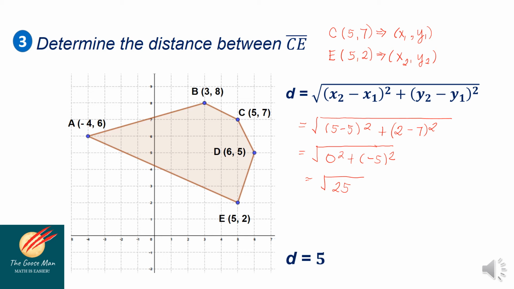However, you can easily determine the distance between the points C and E by simply counting the number of units vertically. So I have 1, 2, 3, 4, and 5. We can use this shortcut only if this is a horizontal distance or a vertical distance.